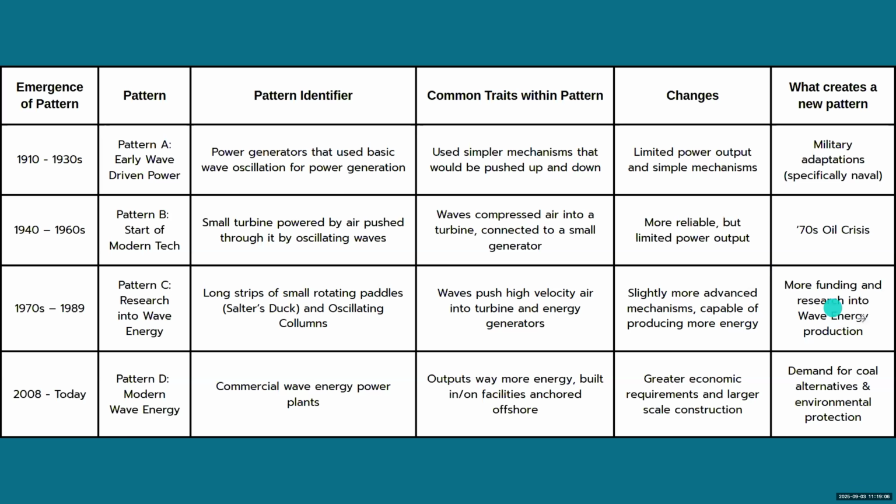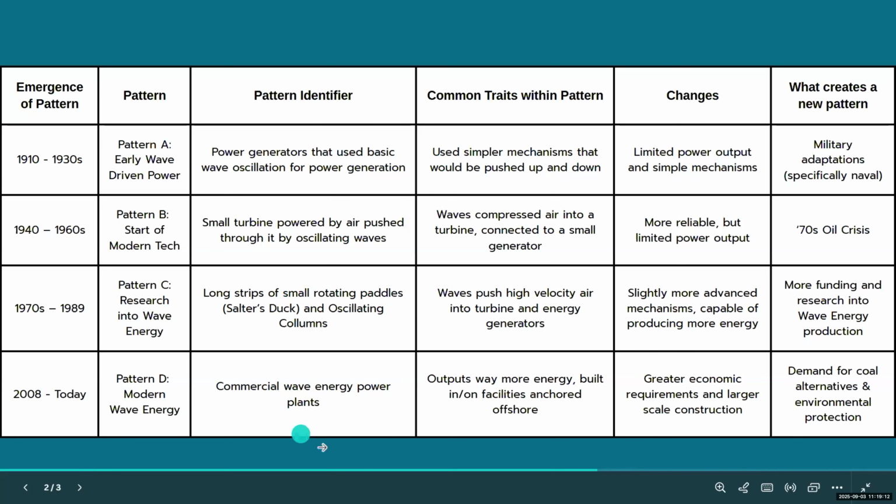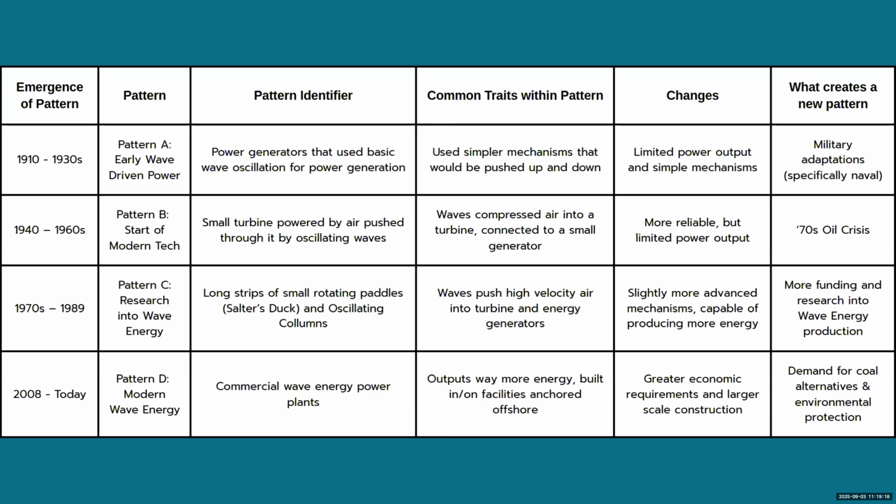And then as this got more funding and more people put research into wave energy production, it turned into what we have today, which is more commercial forms of wave energy power production. It outputs more energy. They build more individual power generators in contained facilities anchored offshore. Due to greater economic requirements and larger scale construction, these were able to be developed and researched as a means to meet higher demand for coal alternatives and also to protect the environment.